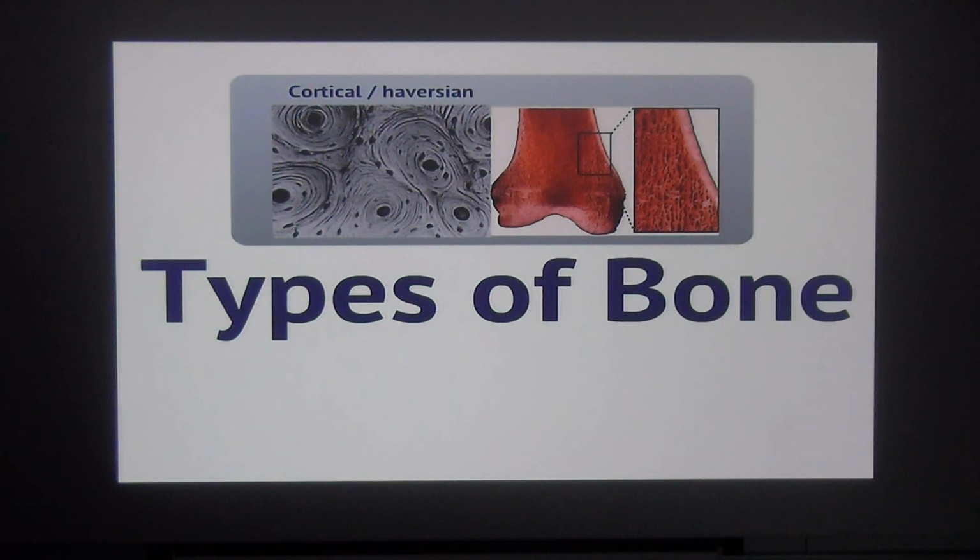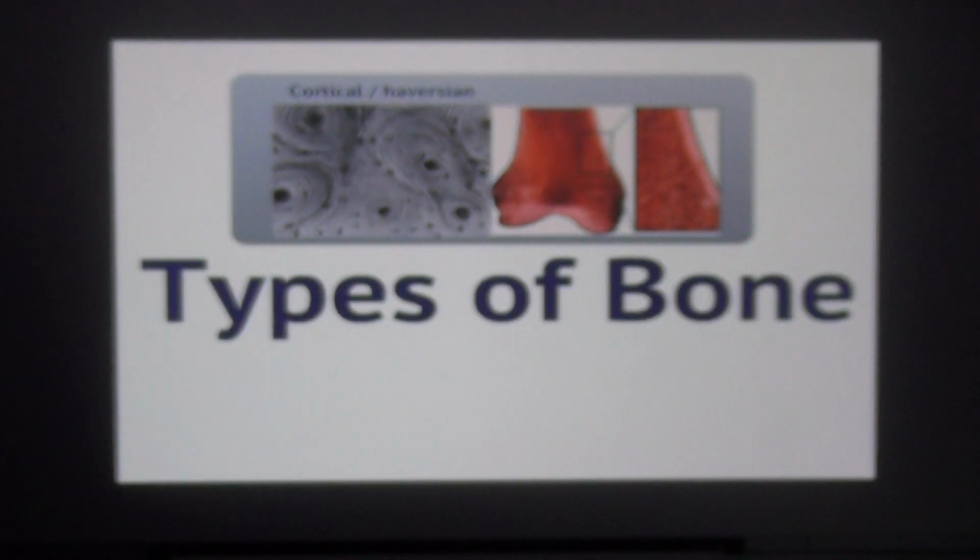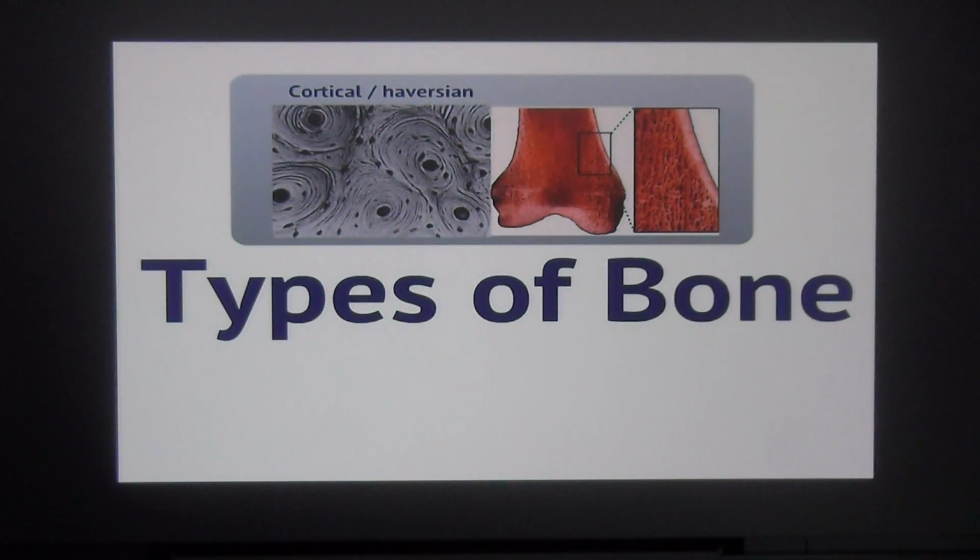Types of bone. Last time we talked about types of bone, didn't we? We talked about lamellar bone and woven bone, but also about two other types of bone, which were cortical and cancellous, right?